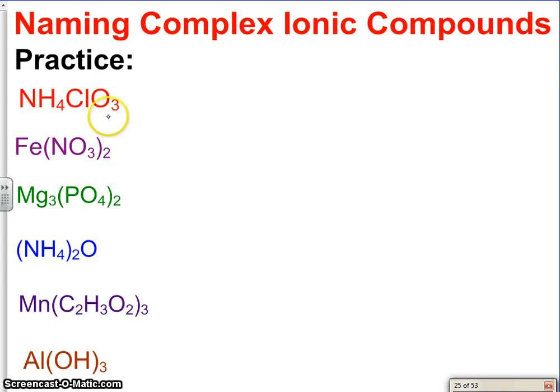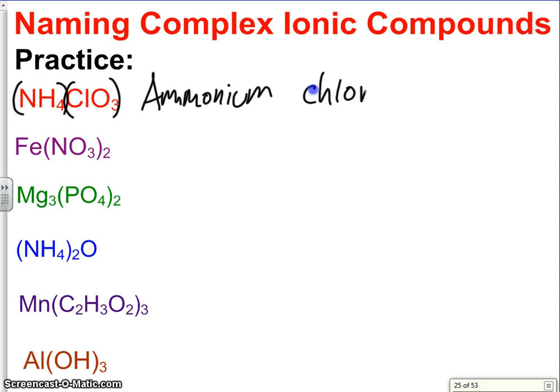Okay, so let's practice some. First off, again, identify if there's a polyatomic ion present. Here we have a capital N, capital H, capital C, capital O. So we've got 4 capital letters. We have a polyatomic ion. First step is to identify which one or which ones. In this case, we have NH4 and we have ClO3. NH4 is ammonium, so we name it. ClO3 is chlorate, so we name it. So this is, oops, sorry, let me fix that E. This is ammonium chlorate.